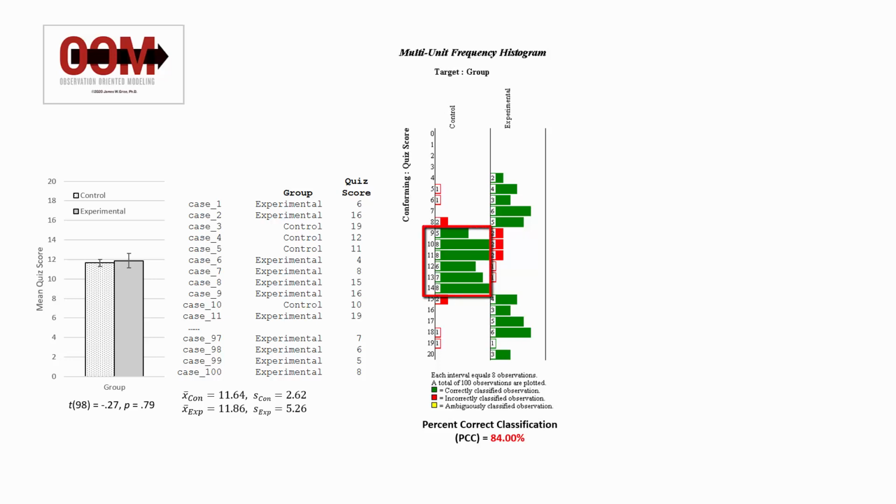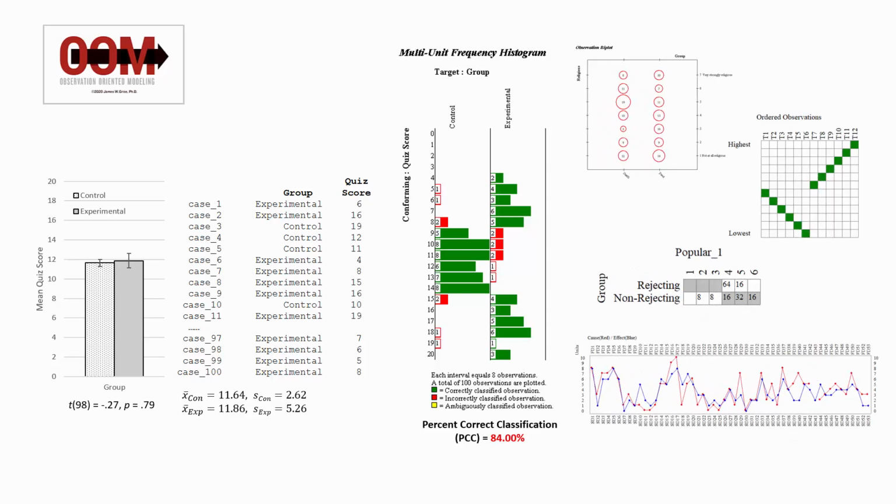Most of the persons in the control group scored between 9 and 14, whereas most of the persons in the experimental group scored lower or higher than these values. And overall, a whopping 84 of the 100 individuals, or 84%, were classified correctly. And this is an impressive result, and it was completely missed by the traditional statistics on the left.